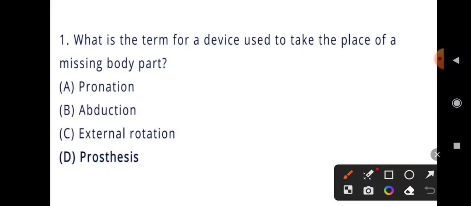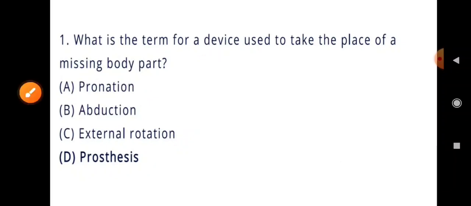So the first question is, what is the term for a device used to take the place of a missing body part? Options: pronation, abduction, external rotation, prosthesis. So the device used to take the place of a missing body part is option D, prosthesis.